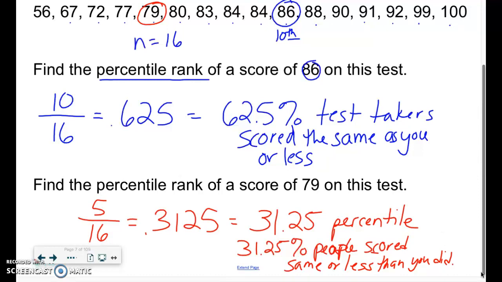All right, so the question above, again, I'm looking for a percentile rank. So I do have to write this down. So it would be 62.5 for your percentile.